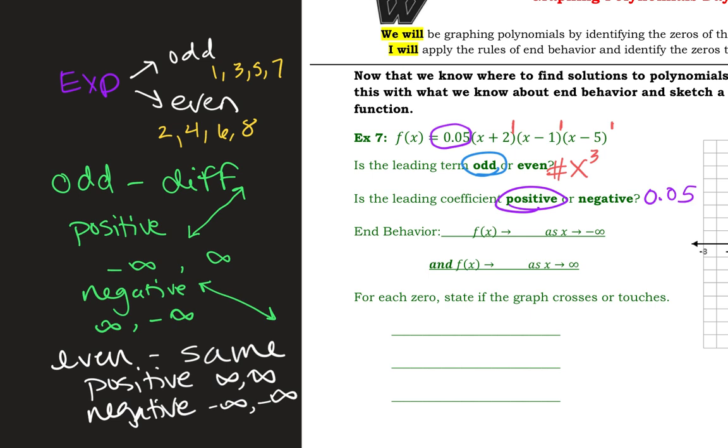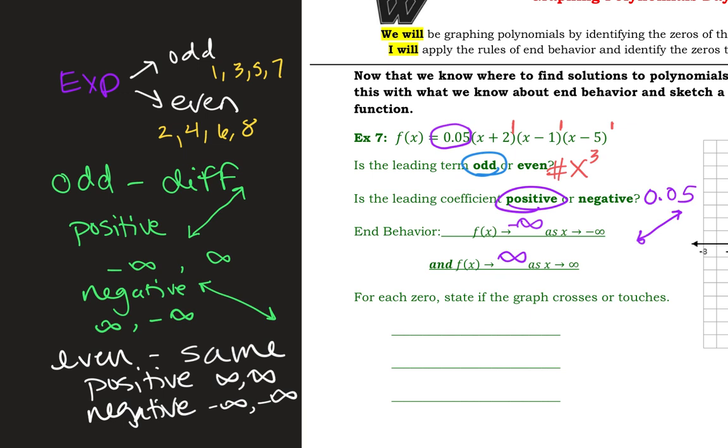Okay, so if we look at our exponent, we said our exponent was odd. So because it was odd, is our leading number positive or was it negative? It was positive. So it's odd and it's positive. So our end behavior is going to be negative, positive, right? Because if it's positive, it's going to go up. So that is a negative towards a positive.